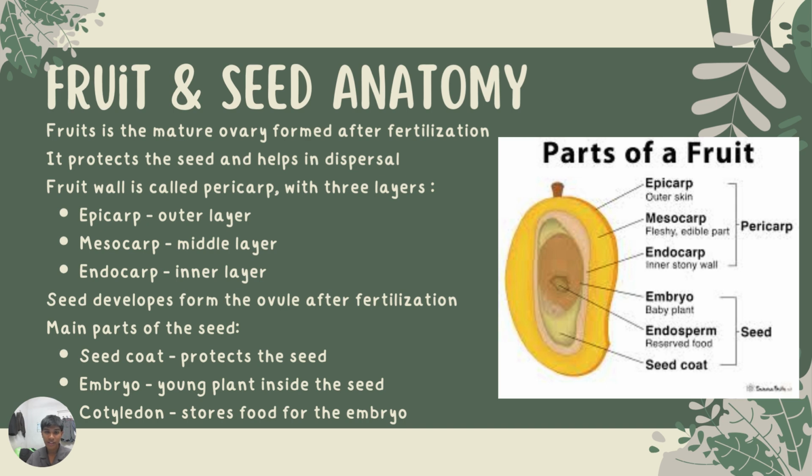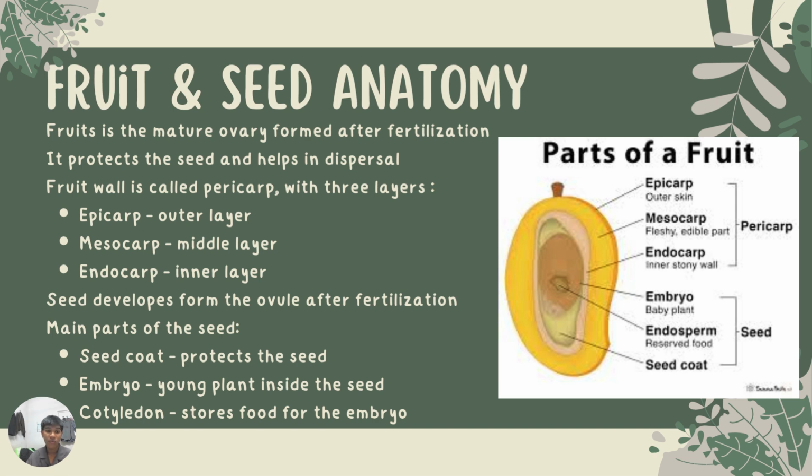As you can see on the right, this is the image. Fruit is the mature ovary formed after fertilization. It protects the seed and helps in dispersal. The fruit wall is called pericarp, with three layers: epicarp, the outer skin; mesocarp, the fleshy edible part; and endocarp, the inner stony wall.